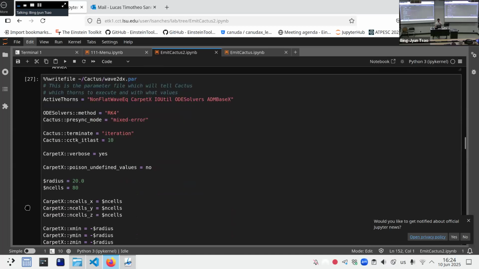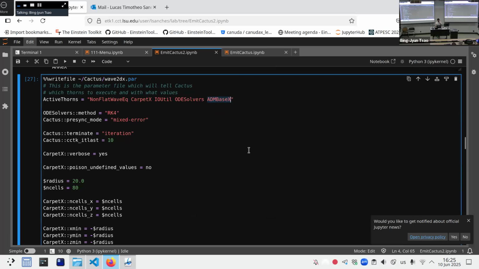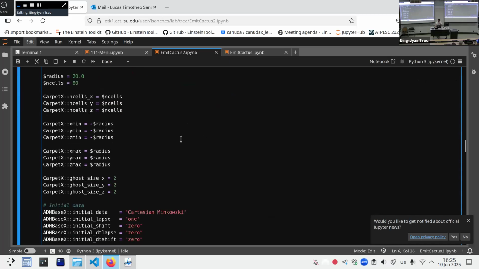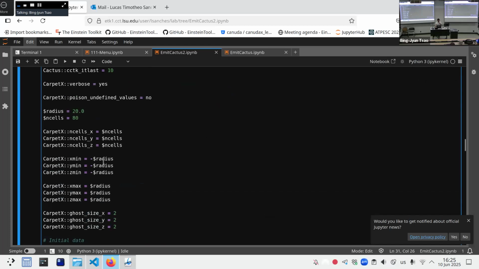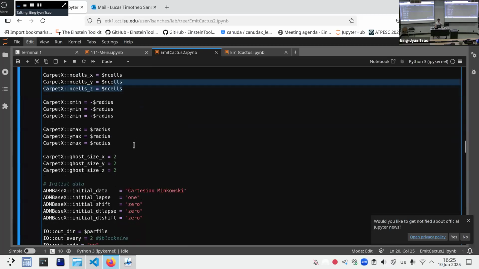One major change that we have here in our recipe, in our parameter file to run this thorn, is that now ADMBaseX needs to be part of our list of active thorns because we are reading variables from it. I just decided to change the integrator to RK4. I am making sure that we are using the correct number of ghost zones. I set up a grid that extends from -20 to 20 with 80 cells.